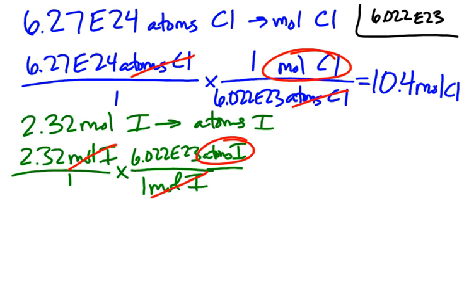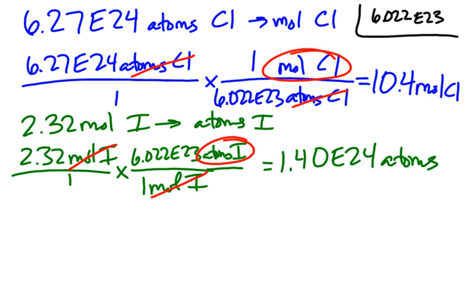My final answer ends up being, with 3 sig figs, 1.40. Okay, this number on the calculator was 1.397, blah, blah, blah, but I need 3 sig figs. 1, 2, 3. I need to look at my next digit, which is the 7. 7 is 5 or greater, so it's going to cause that 9 to round up, which of course will cause the 3 to round up to a 4. So I end up with 1.40 times 10 to the 24 atoms.